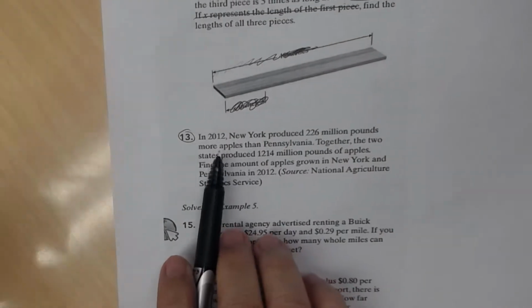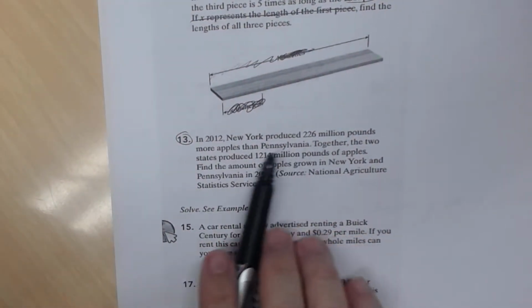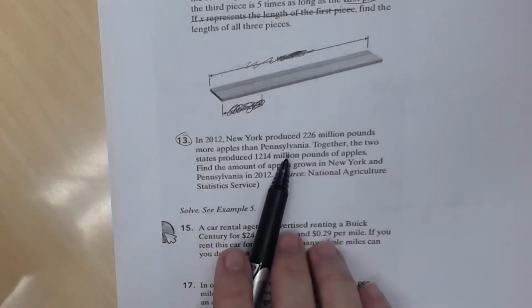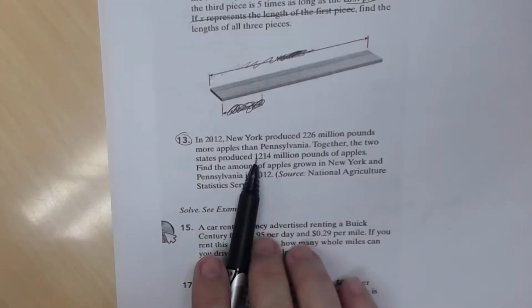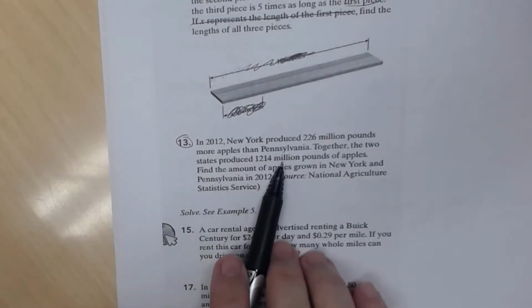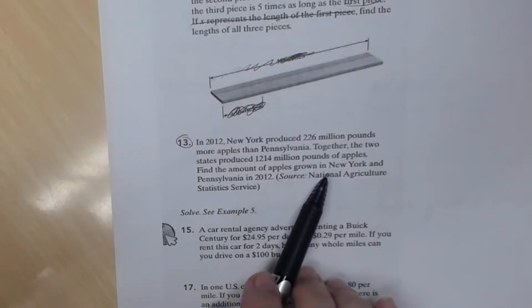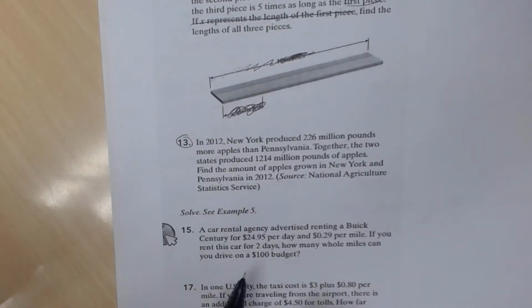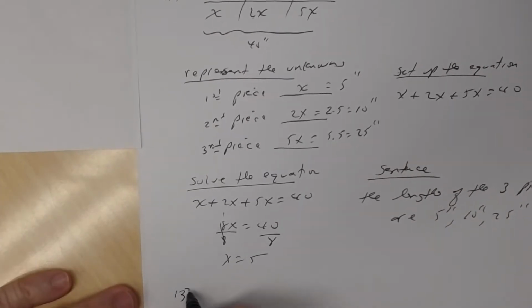Number 13 says this: in 2012, New York produced 226 million pounds more apples than Pennsylvania. Together, the 2 states produced 1,214 million pounds of apples. And you want to find the amount of apples grown in New York and Pennsylvania.